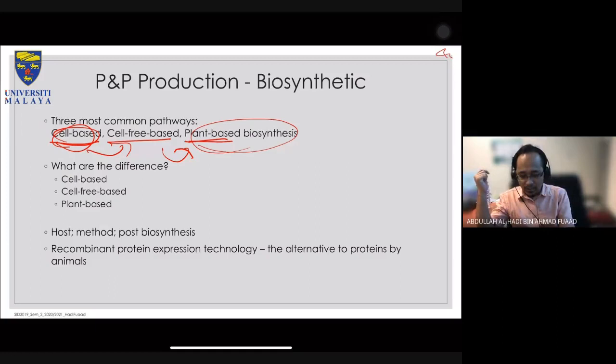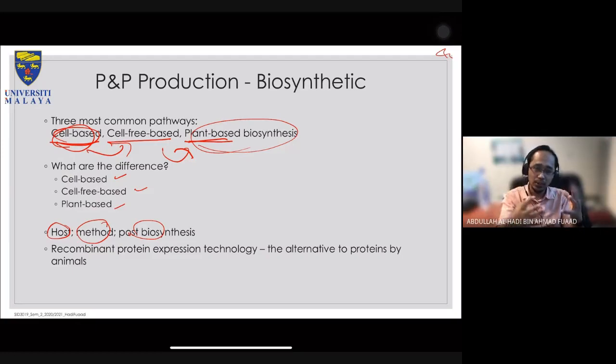All right, so we looked at the differences between cell-based, cell-free, and plant synthesis. The basic differences between those three are: one is the host; second is the method whereby you introduce the technology; and the third one is post biosynthesis. So after you get the protein from a cell, cell-free, or plant option, what are the next steps? And all these three categories belong to one terminology, which is recombinant protein expression technology.